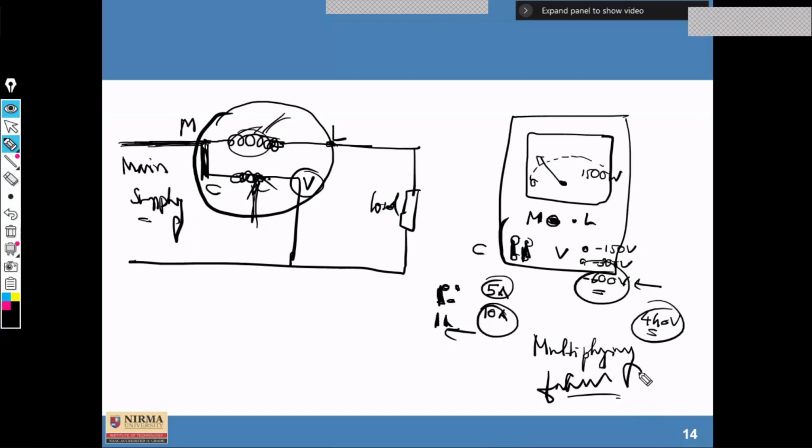I hope all of you have understood what we mean by a multiplier of a wattmeter and how it works. Do you need to understand again? Anyone? Anyone would like to understand?